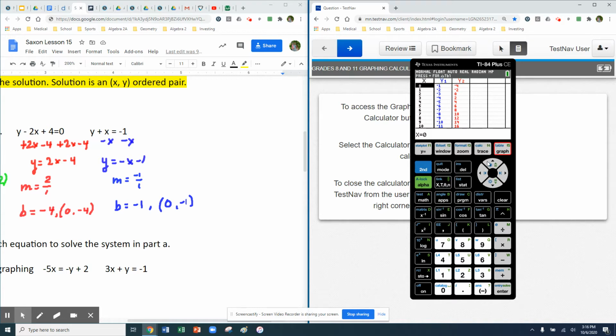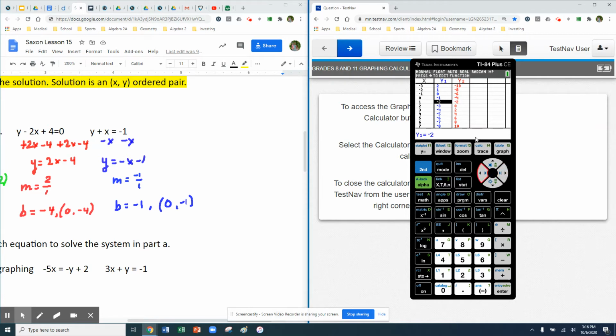Now, where is that solution? The solution we already know is at (1, -2). But how to find it in a table is you're looking for when both of my y's are going to be the same. So you're looking at just the blue and the red y's. When are they both the same? Well, if you go down to (1, -2), here's where both of those are the same. That's that point of intersection.